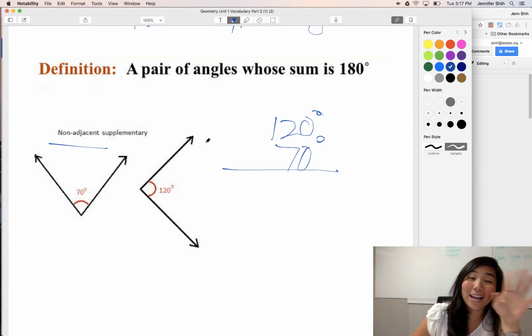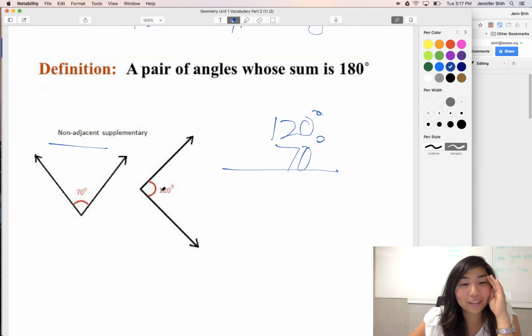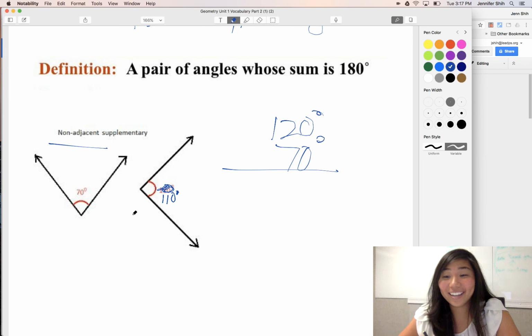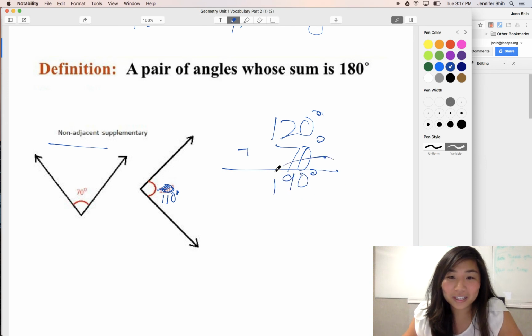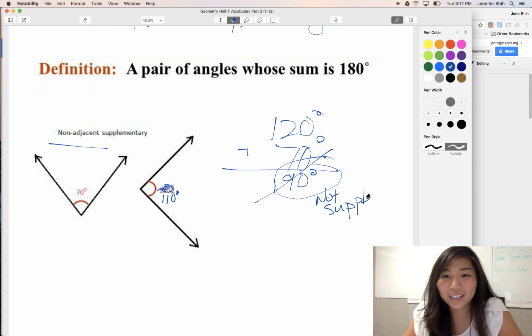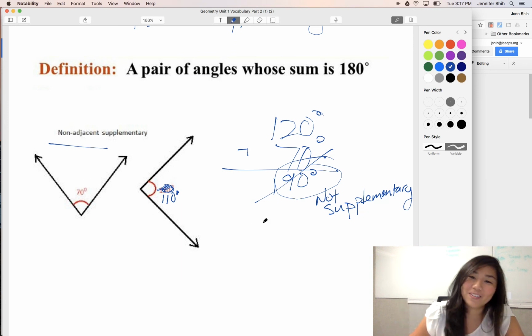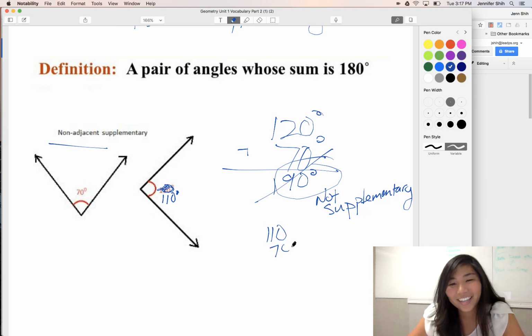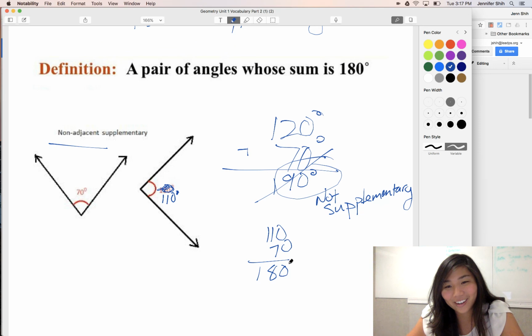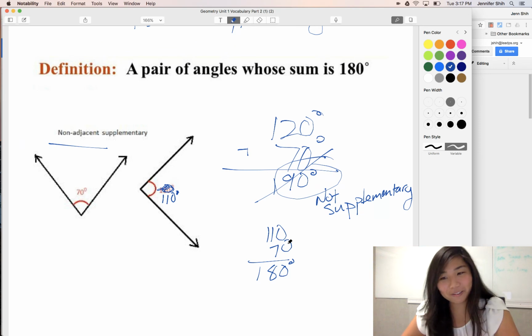This is bothering me. I did not make this image. Okay, let's make this 110 degrees. I'm really glad that we checked. So this is 190 degrees. So this is not supplementary. That was a terrible example. It looked like it could be. However, if this is 110 degrees and this is 170 degrees, now we have 180 degrees. Now those angles are supplementary.